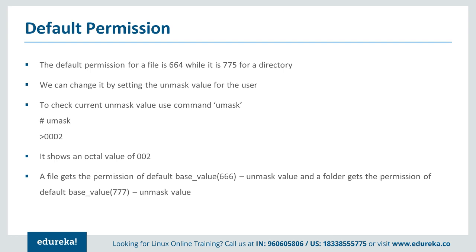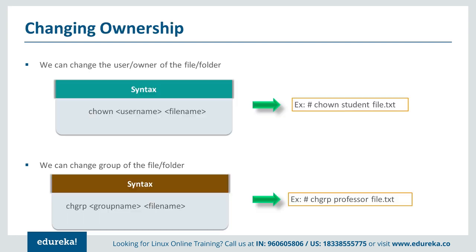Umask value and folder gets permission of default base 777. Now changing ownership. So we have seen three things: owner of the file, group of the file, and then others. So if you want to change the owner of a file, what you have to do is run the chown command and then give the username.